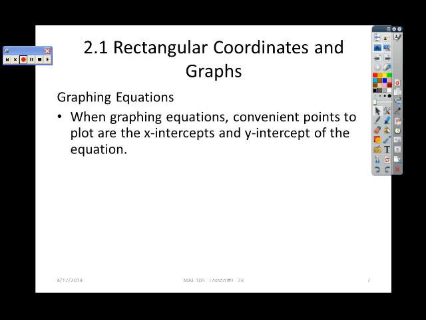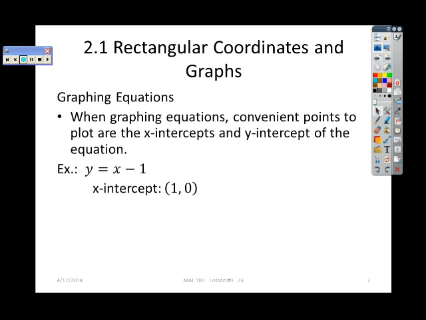Functions will always cross the y-axis, but they will not necessarily cross the x-axis. If they cross the axes, those are very easy points to find because you can set the other variable equal to 0. Crossing the y-axis, you set x equals 0. Crossing the x-axis, you set y equal to 0. Those are usually good points to select when you're trying to find points on the graph because they're easy.